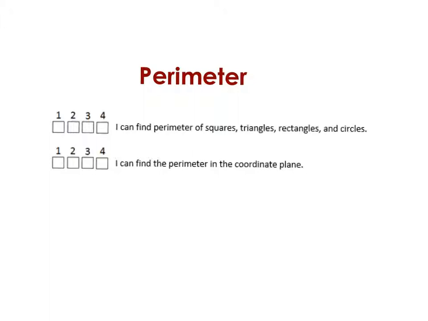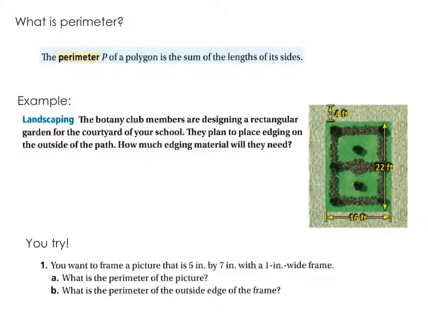The second concept in this video is about perimeter. We have 2 learning objectives here. Our first one is, I can find perimeter of squares, triangles, rectangles, and circles. And the second one is, I can find the perimeter in the coordinate plane. Most likely you all know what perimeter means. Here's our definition: the perimeter P of a polygon is the sum of the lengths of its sides.